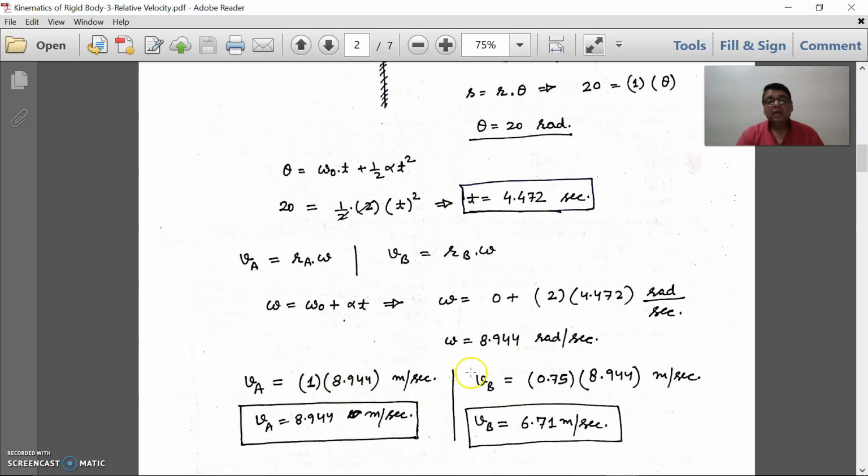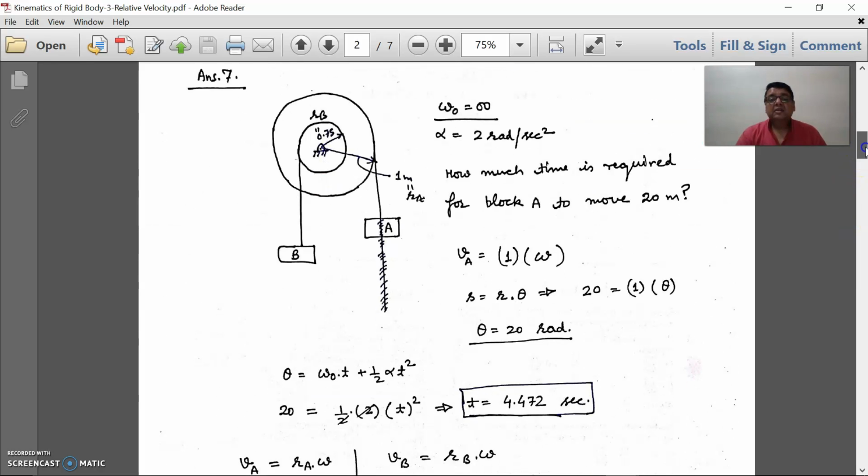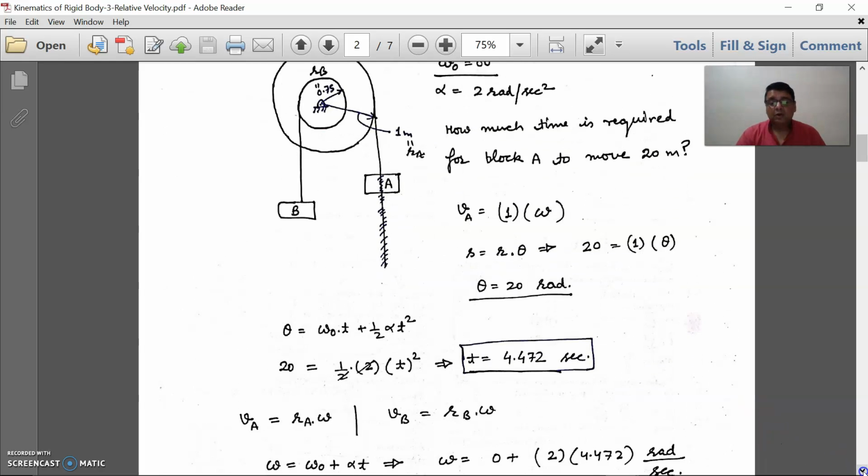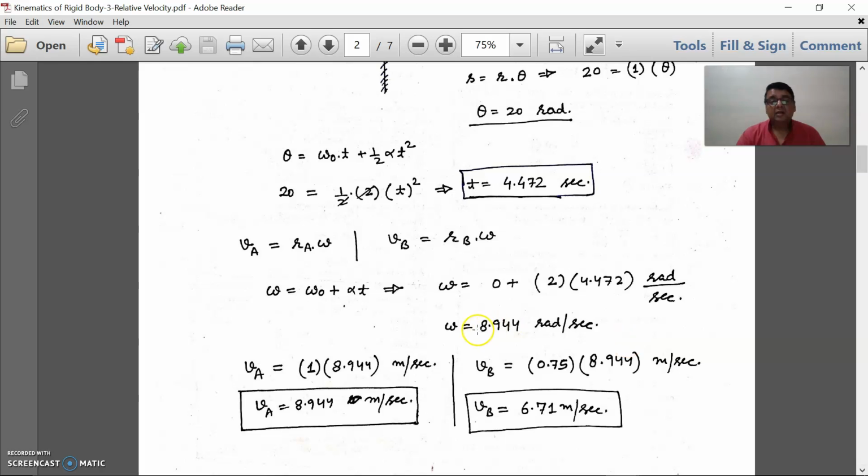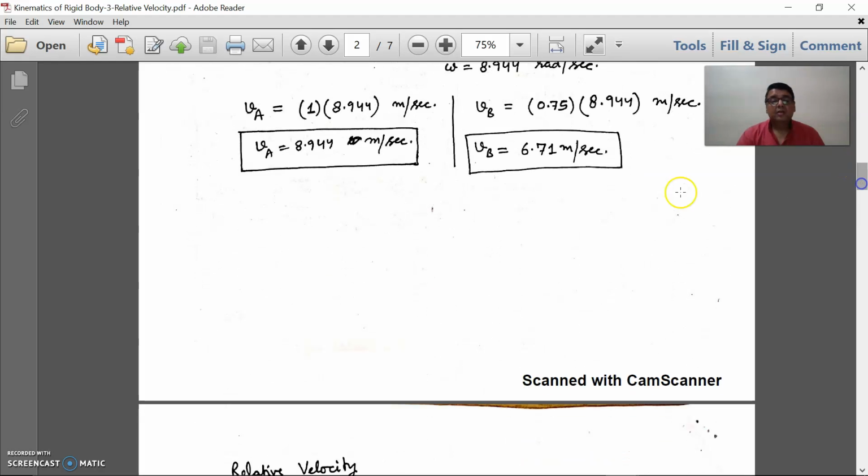From this I can get VA, the linear velocity, R into omega, and VB, 0.75 into omega. Because the radius is different, the linear velocities of these two blocks will be different, but the rotational velocity will remain the same, and that will be W only. So from that I can get the values of VA and VB, right? Okay, thank you.